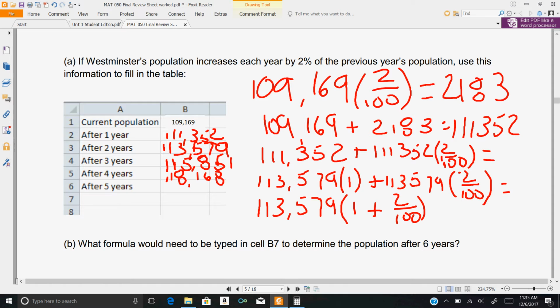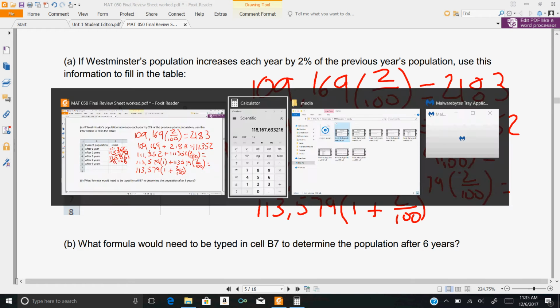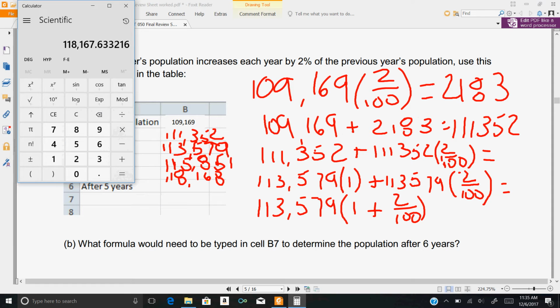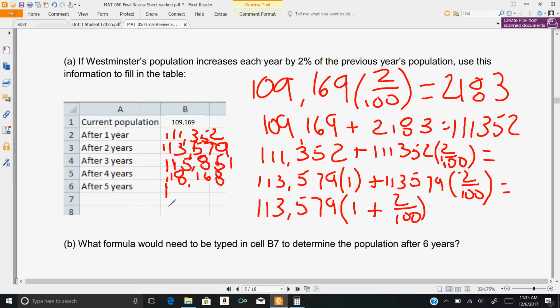So after 5 years, I'm going to multiply again by 1.02. I'm going to multiply 118,168 times 1.02. I get 120,531.